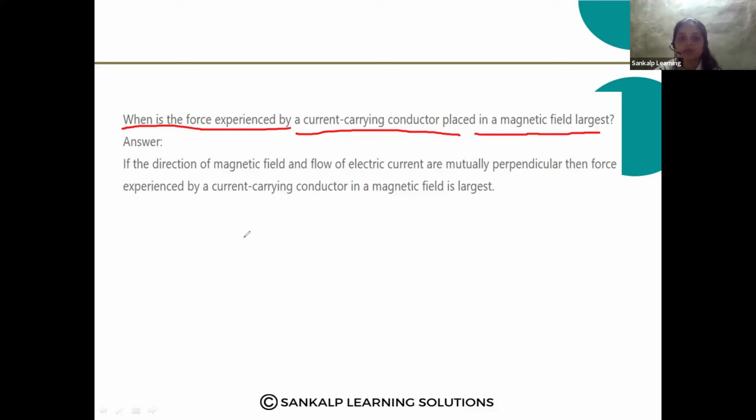So you know the rule, right? If the direction of the magnetic field and the flow of the electric current are perpendicular to each other, then the force experienced by a conductor will be more. Which rule is it? Anybody, please confirm. Based on which rule can we give the answer for this question? That is based on Fleming's left-hand rule, right? So based on this, we can say the answer like this. Okay. Note down the answer.